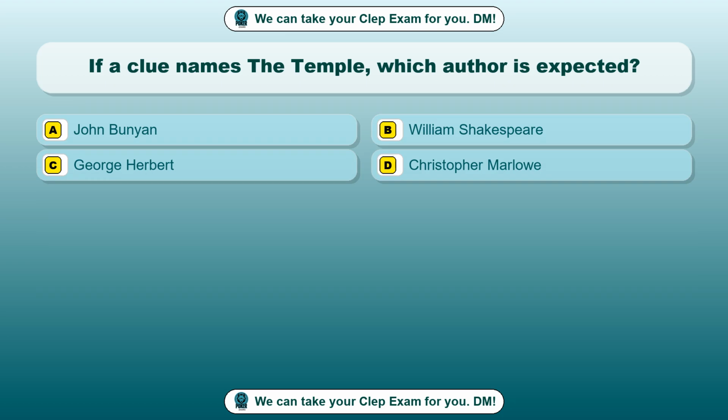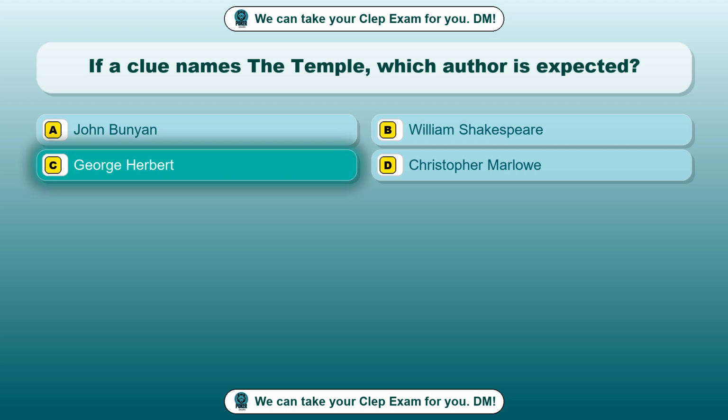Question 36. If a clue names The Temple, which author is expected? Option A, John Bunyan. Option B, William Shakespeare. Option C, George Herbert. Option D, Christopher Marlowe. The correct answer is option C, George Herbert.